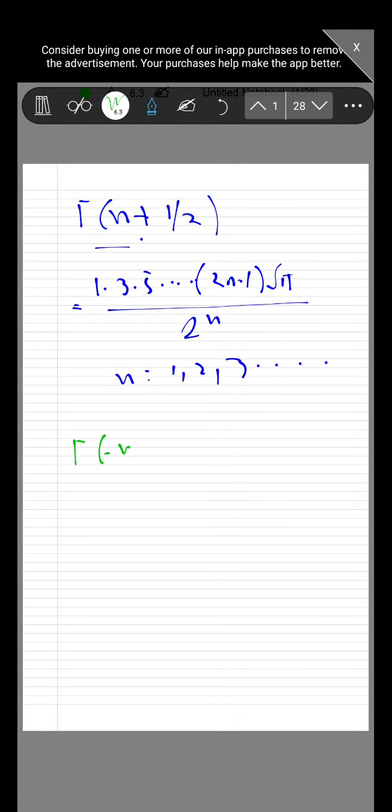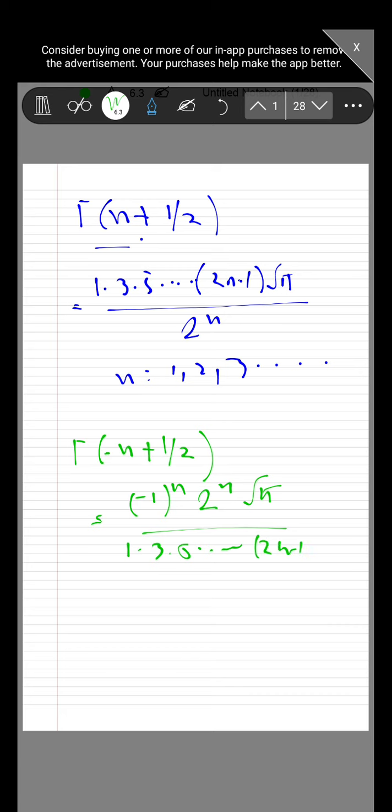gamma minus n plus 1 by 2. If we change the sign of the value n, then it will be simply equal to minus 1 to the power n into 2 to the power n root pi divided by 1 into 3 into 5 till 2n minus 1. So what has happened? This entire portion comes down, this one goes up, and in addition there is minus 1 to the power n.